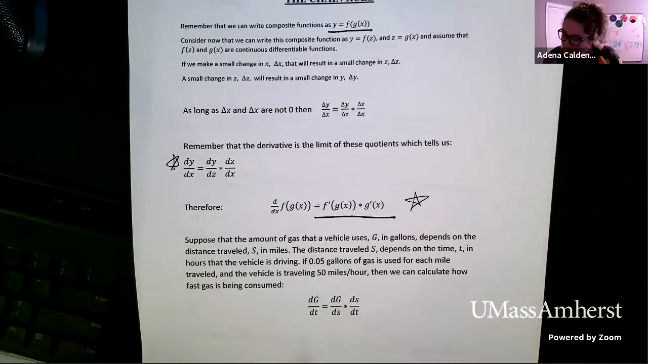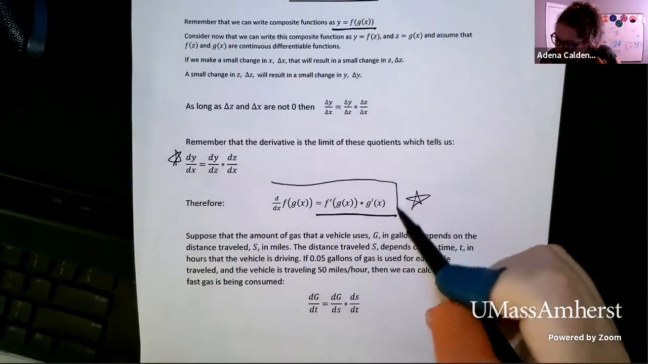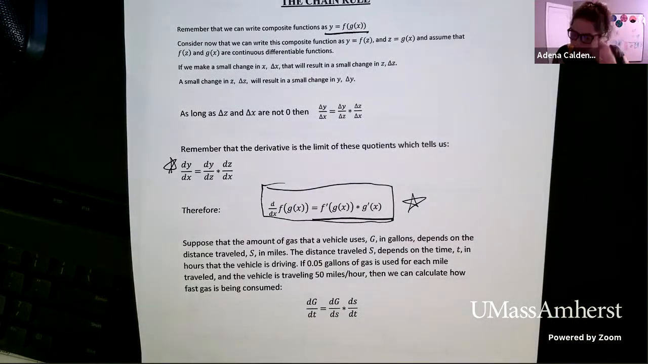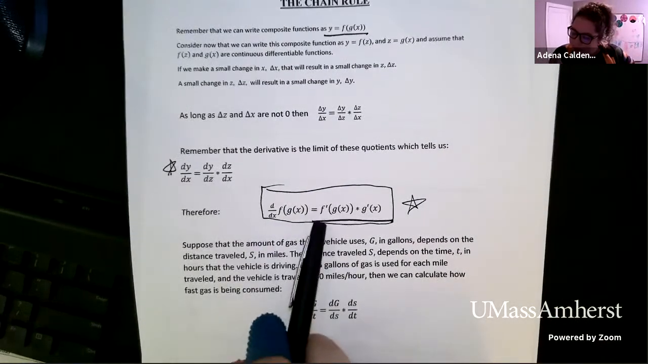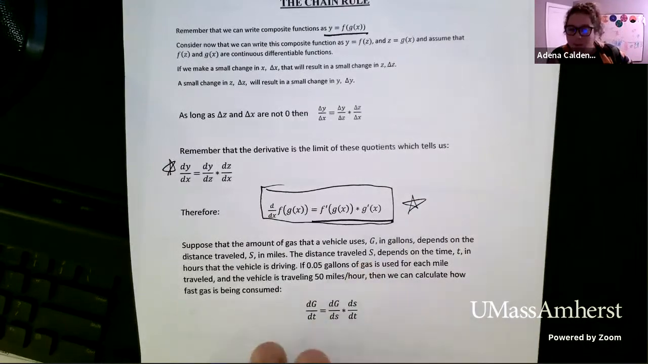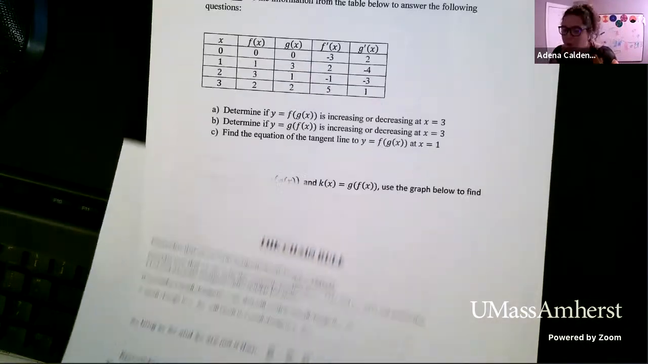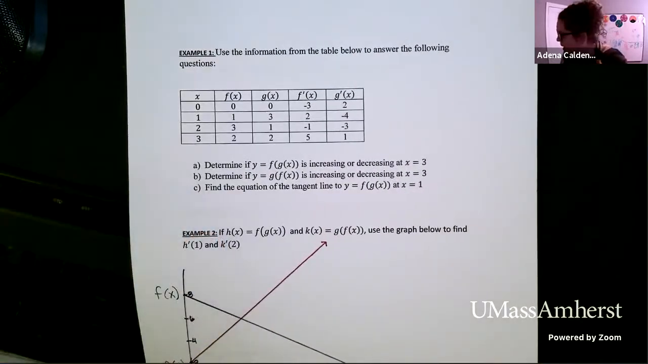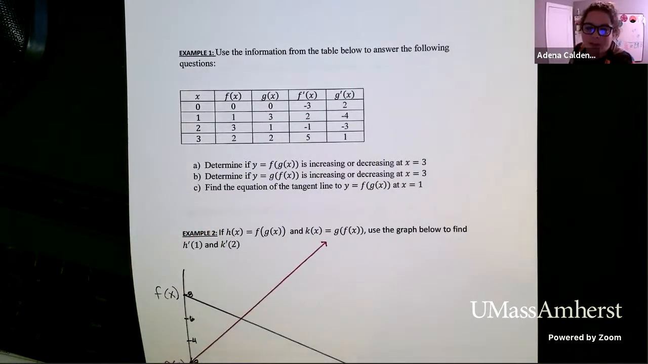Okay, so we're going to start with this definition here. f of g of x, if we want to take the derivative, is f prime of g of x times g prime of x. So we're going to start with some examples where we have to apply this and figure out how to put all of these pieces together.